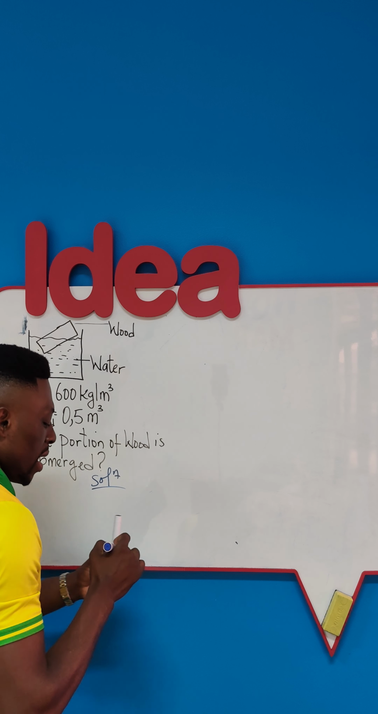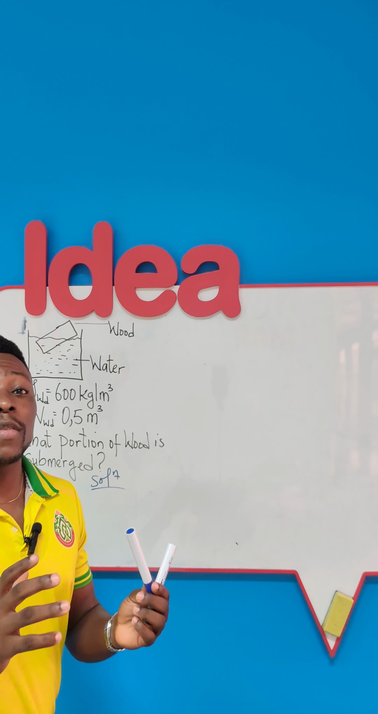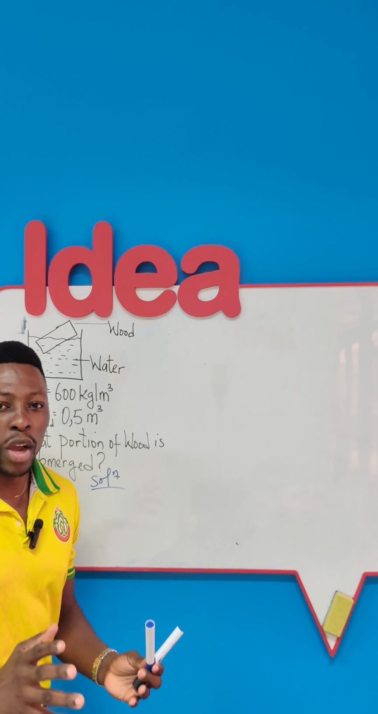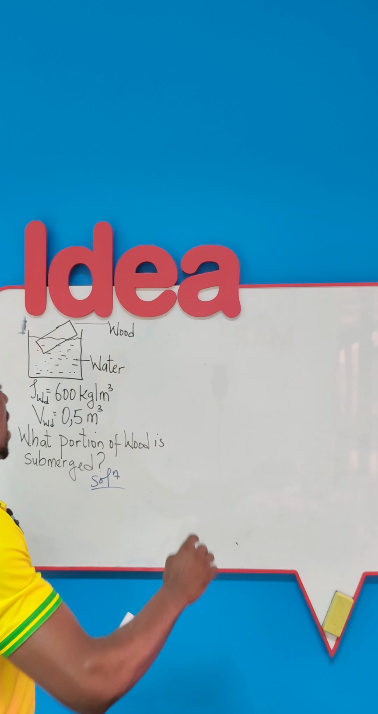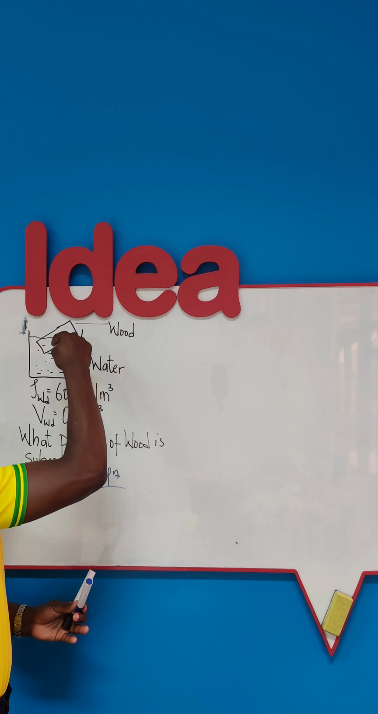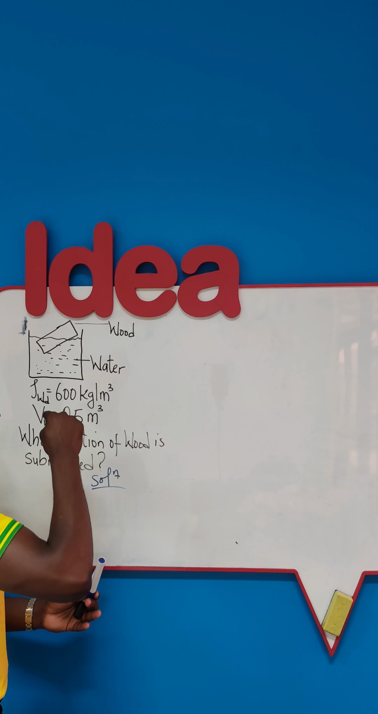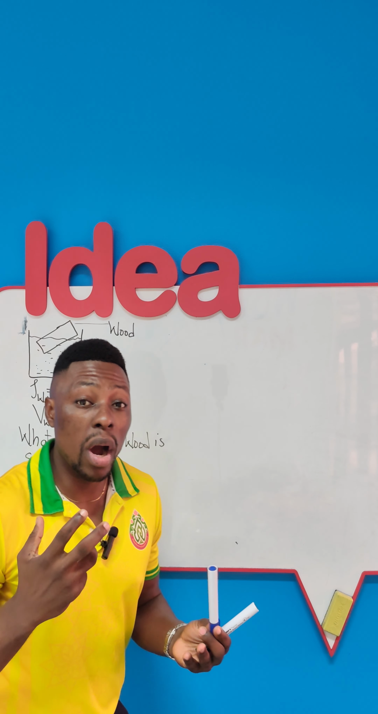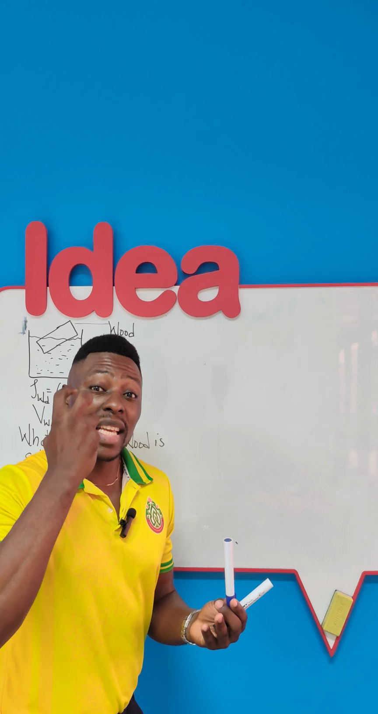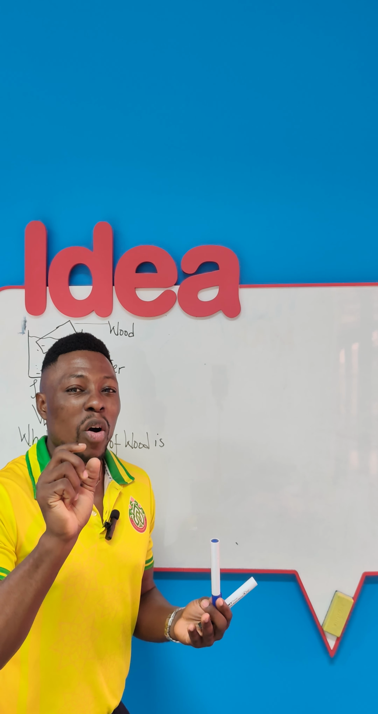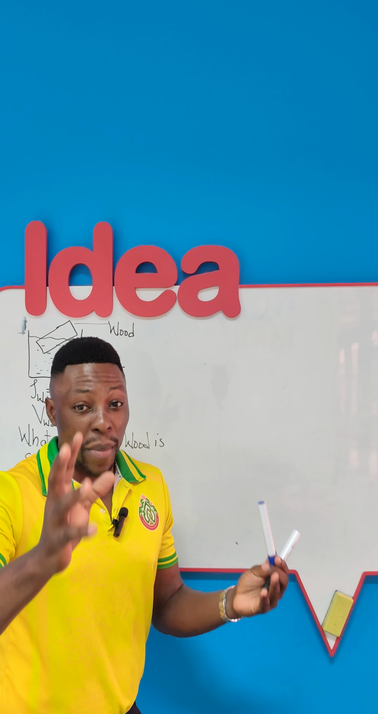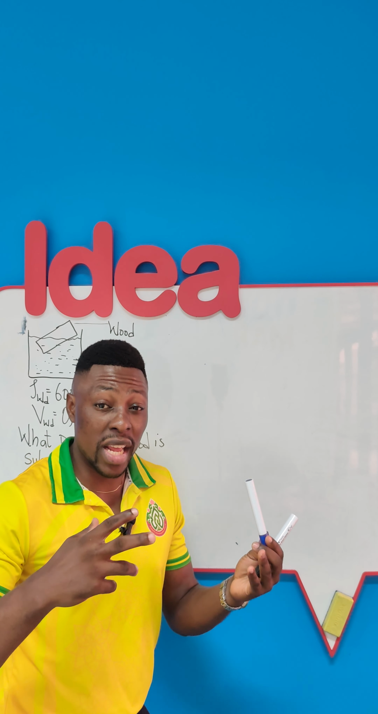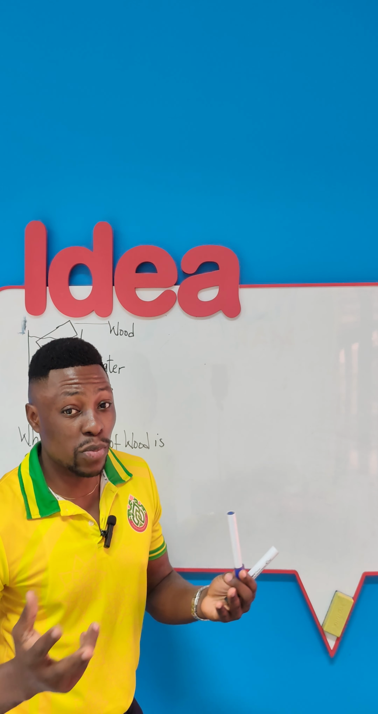Solution. In this problem, we are going to be applying a very important principle in physics called the Archimedes principle, according to which every object like this one, which is either partially or fully submerged in water, experiences what we call a buoyant force, which is equal to the weight of the displaced fluid.